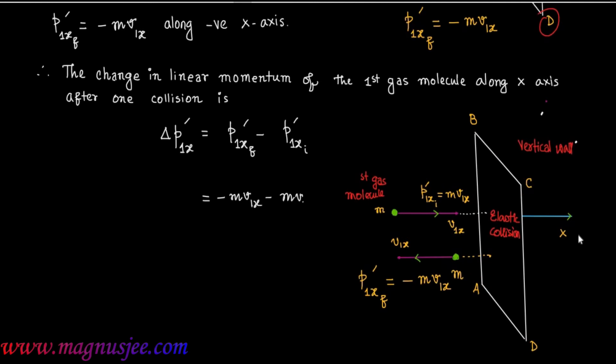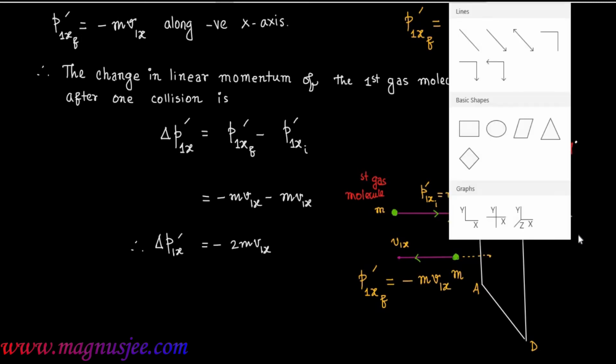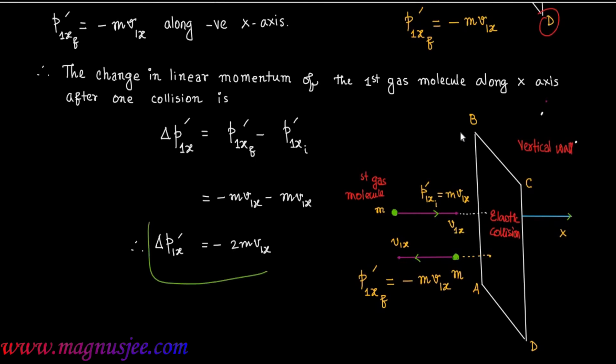Equal minus mv1x minus mv1x equal minus 2mv1x. Therefore, delta p1x prime is equal to minus 2mv1x, which is the change in linear momentum of this first gas molecule due to this elastic collision.